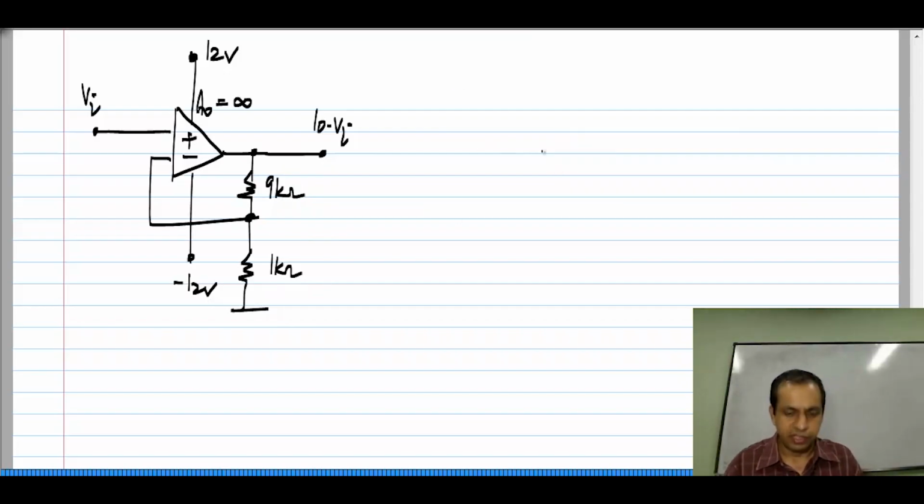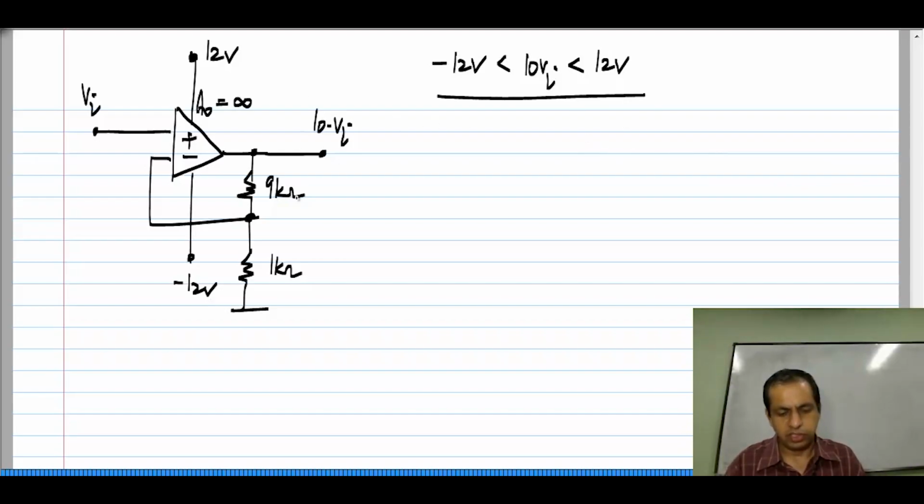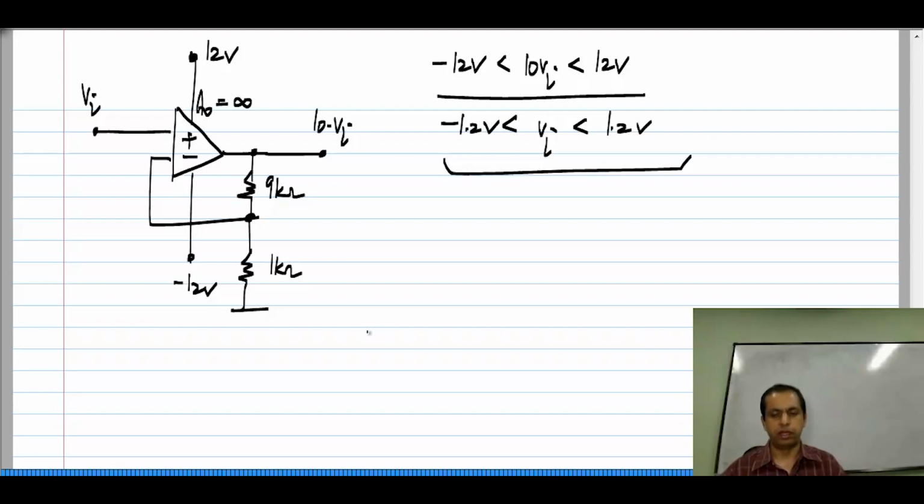Now, as I said, 10 Vi, whatever the output voltage is, has to lie between the upper supply and the lower supply, which is 12 volts and minus 12 volts. That means that for this amplifier to work as expected, for it to work like an amplifier of gain of 10, Vi has to be limited to 1.2 and minus 1.2 volts. Okay.